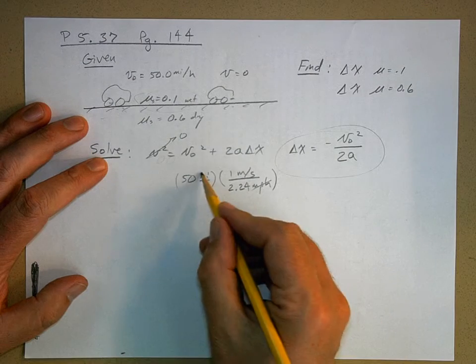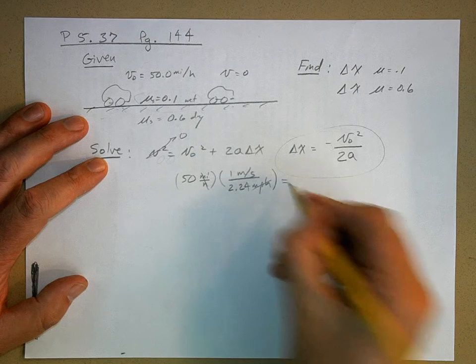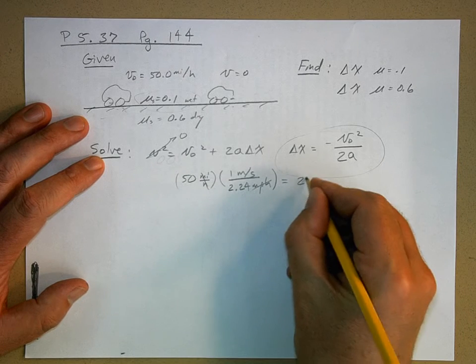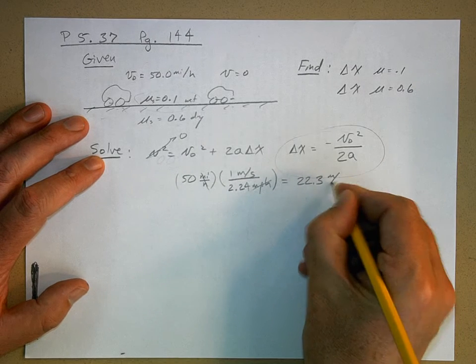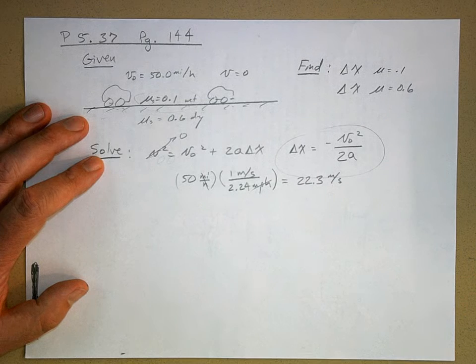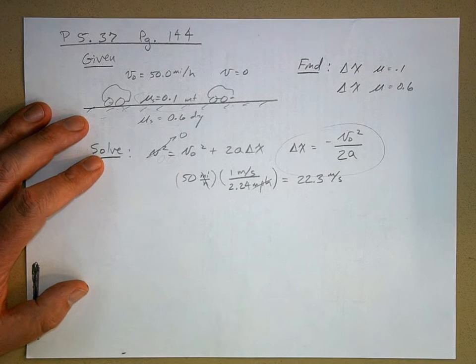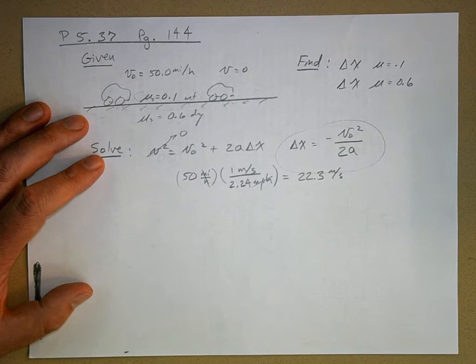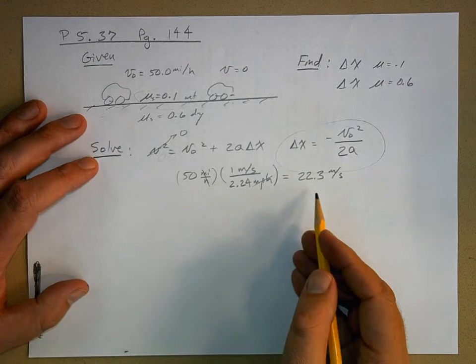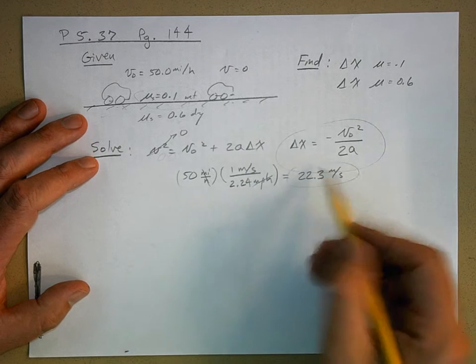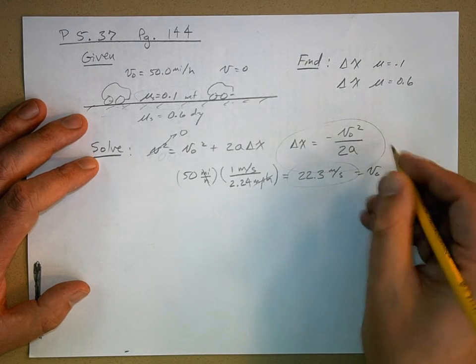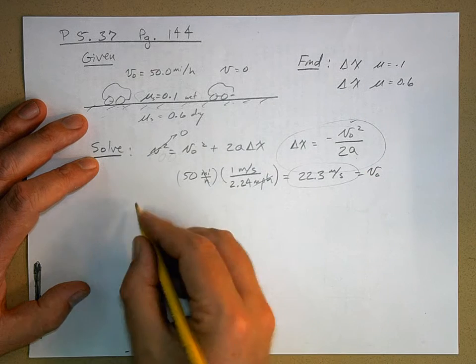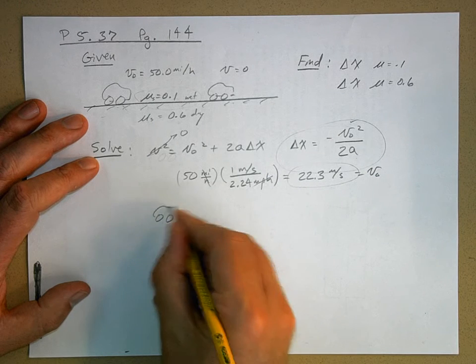So miles per hour cancels miles per hour. We're left with meters per second: 22.3 meters per second. And there's also a unit conversion table in your book, but you can use that. So now we know the initial velocity. But we need the acceleration, so let's draw the car.